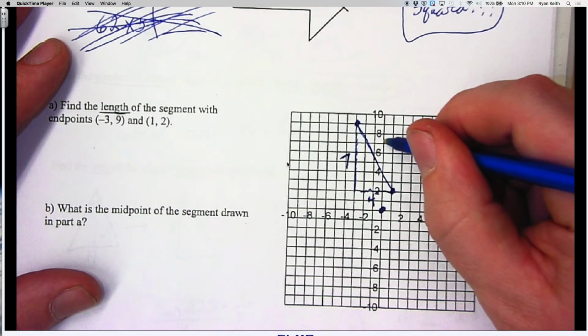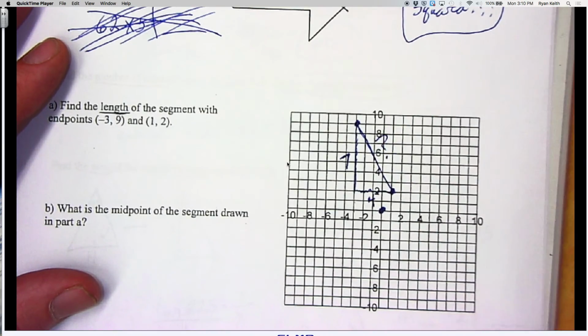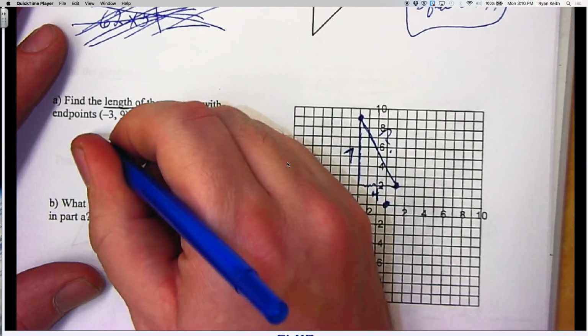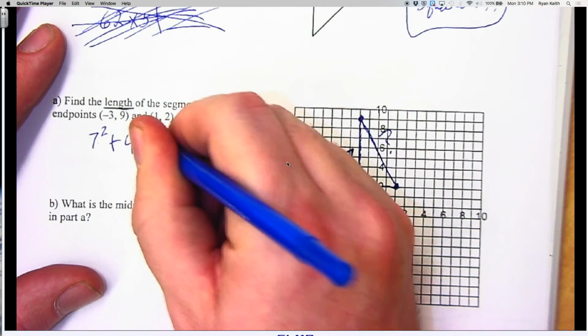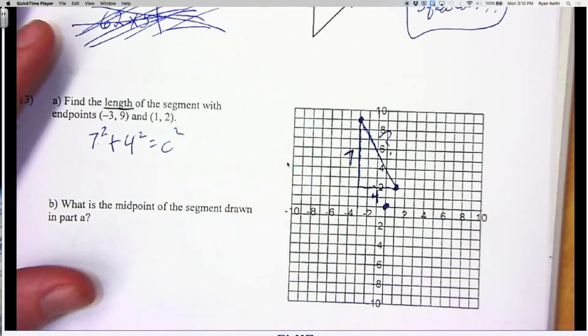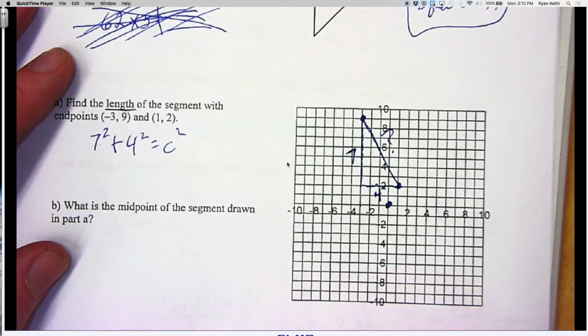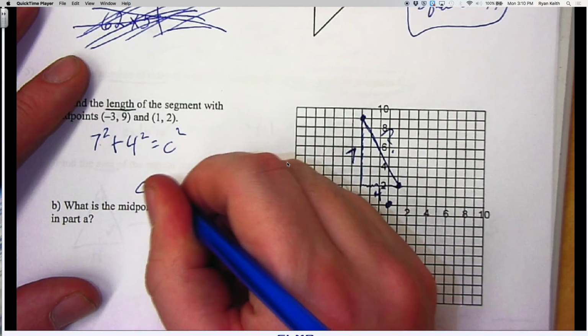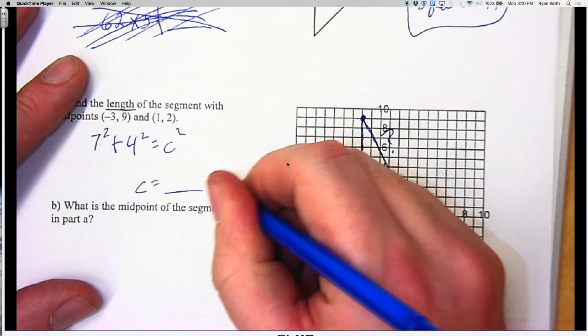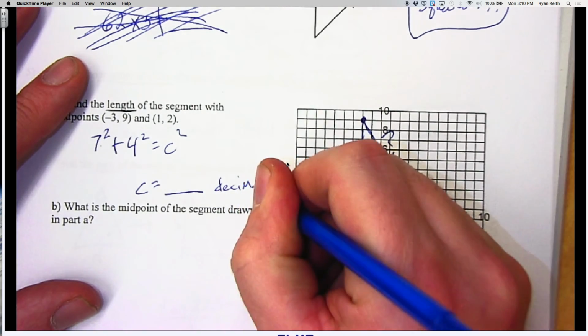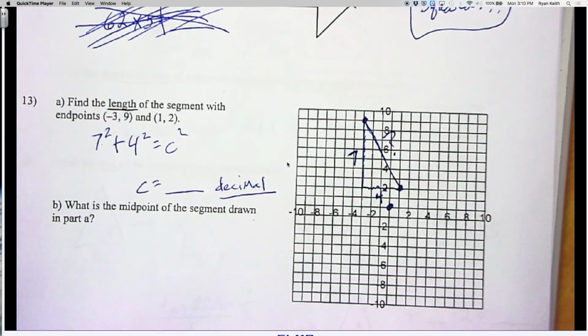So if I want to find out the length of this segment here, Pythagorean theorem, 7 squared plus 4 squared equals c squared. And will you please make sure that you give me c, your answer, as some kind of a decimal? I mean, don't round that one off because it's not really a whole number. It's not a perfect answer.